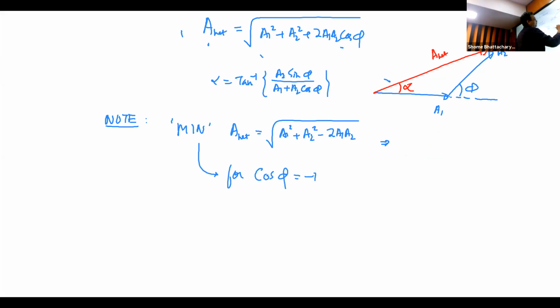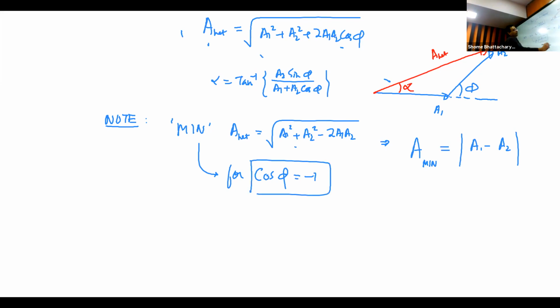So when we write this formula of A's minimum possible value, we should not forget to put the mod, because it can always happen that A2 is greater than A1. And in that case, we should not write it as A1 minus A2, because amplitude cannot be a negative quantity. Taking square root of a whole square, it should always come with mod. The definition of square root of x square is mod x. So this is the condition for it. When this happens, we call it destructive interference.